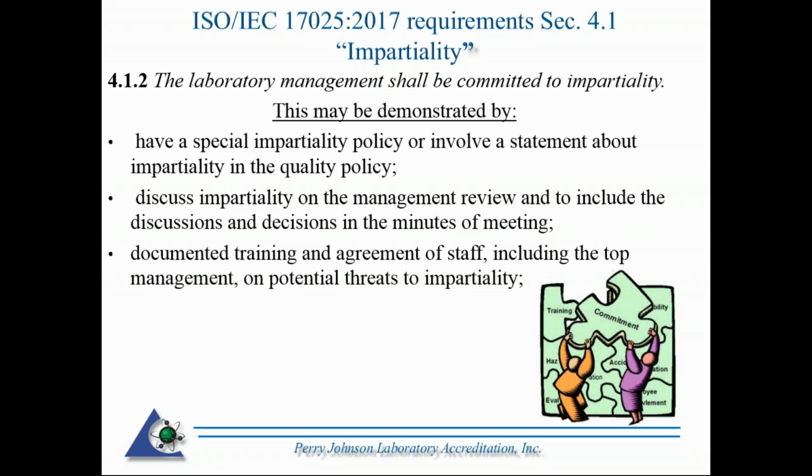If you look at the inputs and outputs, that's not included, especially for smaller organizations where things aren't changing a whole lot. A good place to document that is being done on an ongoing basis during the management review, adding that to the list of items. Of course, documented training and agreement of staff, including top management, on potential threats to impartiality.